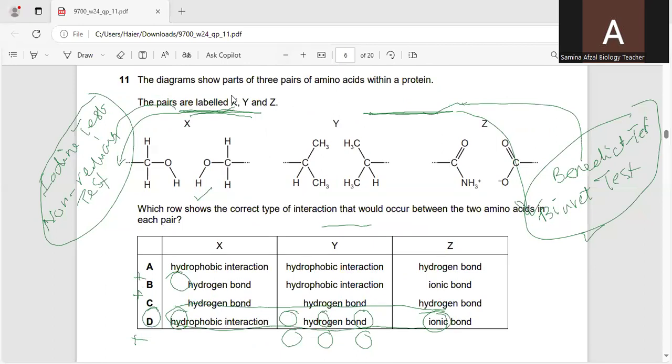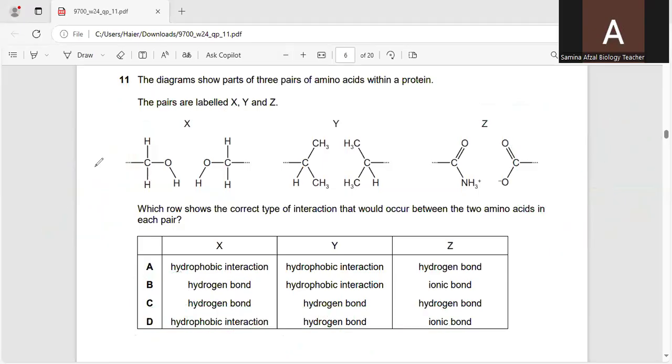Now the next question. You can see the diagram shows three pairs of amino acids within a protein. The pairs are labeled X, Y, and Z. Which row shows the correct type of interaction that would occur between the two amino acids in each pair?